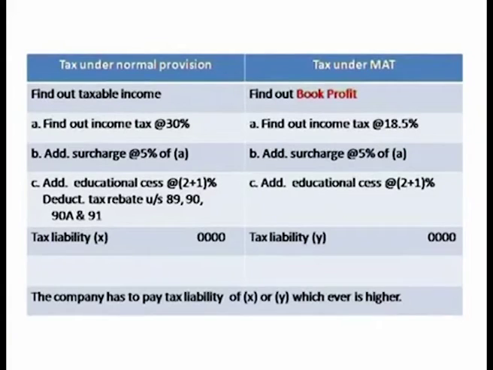And in case of tax liability under normal provision, you have to deduct the tax rebate under section 89, 90, 90A and 91. So, you will get the tax liability under normal provision. Under MAT provision, again you have to apply the tax rate, that is the MAT tax rate of 18.5%, then you have to add the surcharge at the rate of 5% and then educational cess at the rate of 2% and 1%. Then you will get the tax liability as per MAT provision.